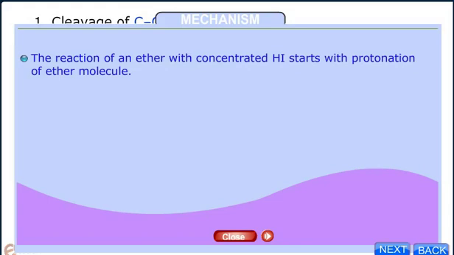Mechanism. The reaction of an ether with concentrated HI starts with protonation of ether molecule.